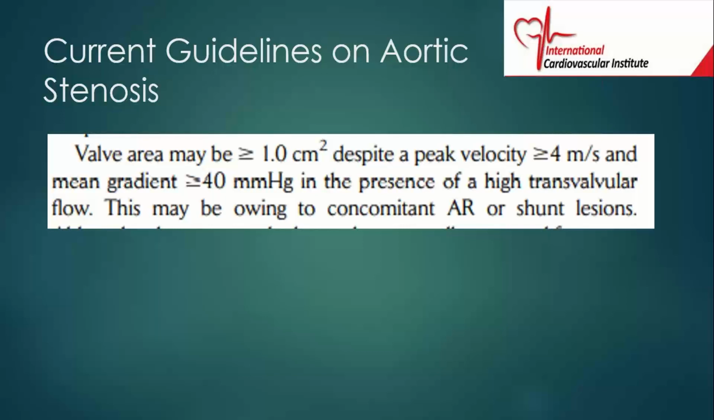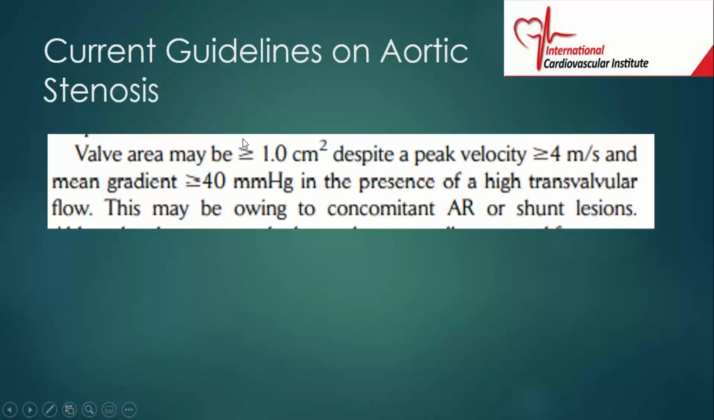So if we have a situation where, say, the valve area is greater than or equal to 1 centimeter squared, and the velocity is greater than or equal to, say, 4 meters per second, and the mean gradient is high, in the presence of a high transvalvular flow, you have to figure out what's going on, because looking at this valve area by the equation is not severe. Remember, severe is less than 1.